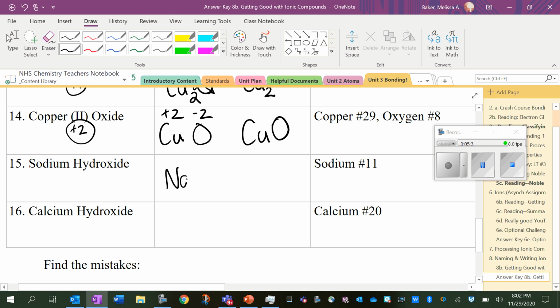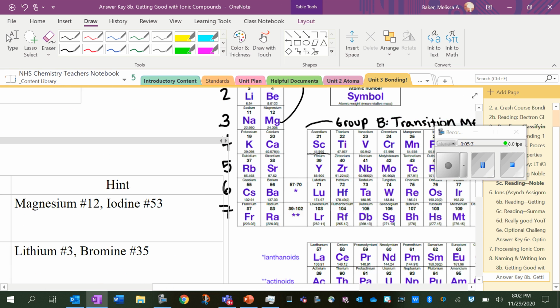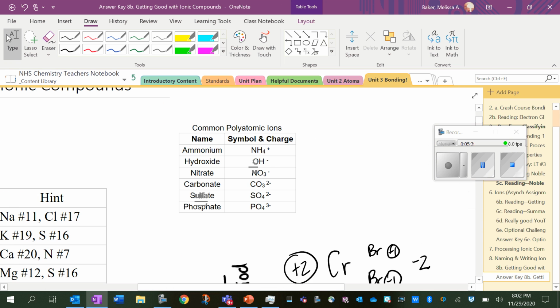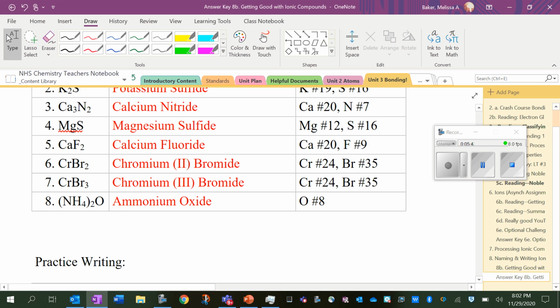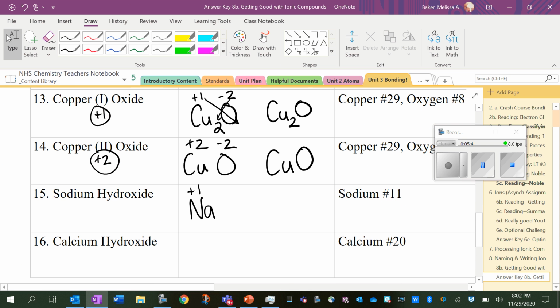Sodium is Na, and it has a +1 charge. Hydroxide is one of the special common polyatomic ions. So it's OH with a -1 charge. So this is nice, it just cancels out. So it's just NaOH.